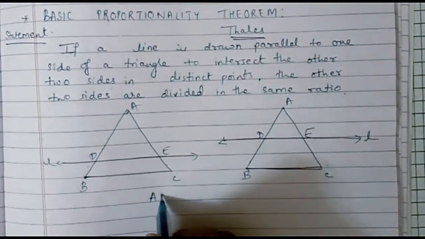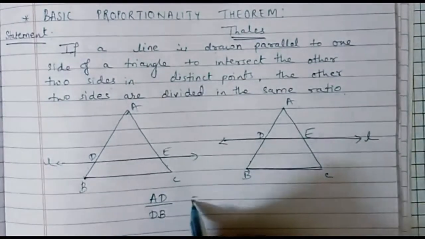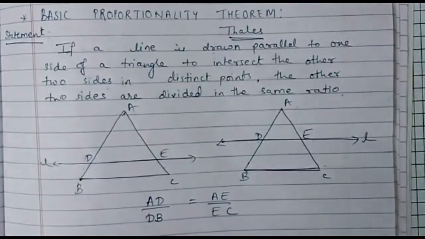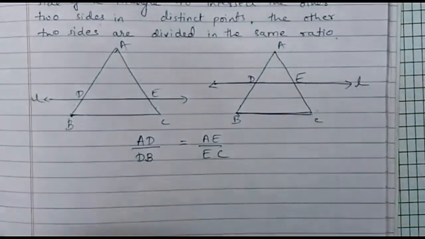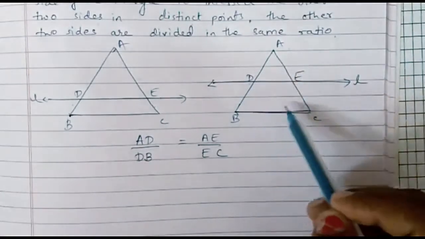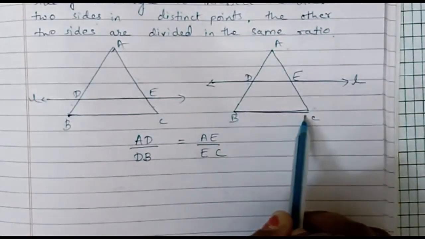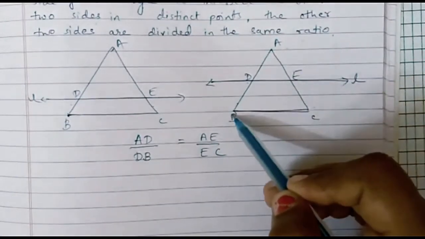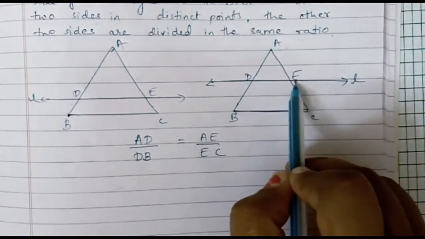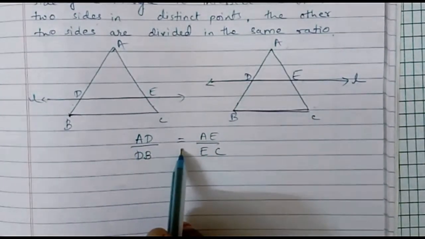So what is the result according to basic proportionality theorem? AD upon DB will be equal to AE upon EC. Let us see how to prove this. Okay. First we shall understand the introduction. So what we will write in the introduction? We are given a triangle ABC in which a line is parallel to side BC. It intersects line segments AB and AC at two distinct points D and E respectively. We need to prove AD upon DB is equal to AE upon EC.